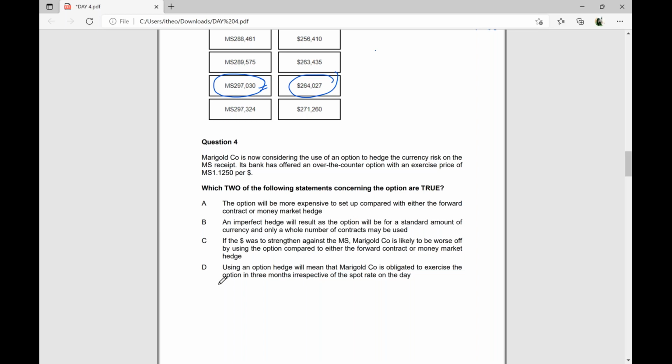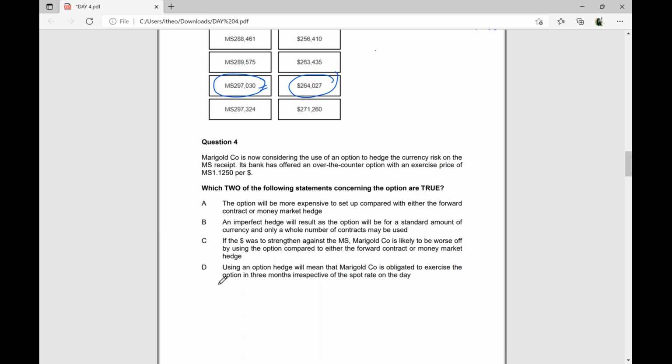The bank has offered an option with an exercise price of shillings 1.125 per dollar. Which two of the following statements concerning the options are true? The option will be more expensive to set up. An imperfect hedge will result as the option will be for a standard amount. If the dollar was to strengthen against the shillings, Marigold is likely to be worse off by using the option. Using an option hedge will mean Marigold is obligated to exercise the option.